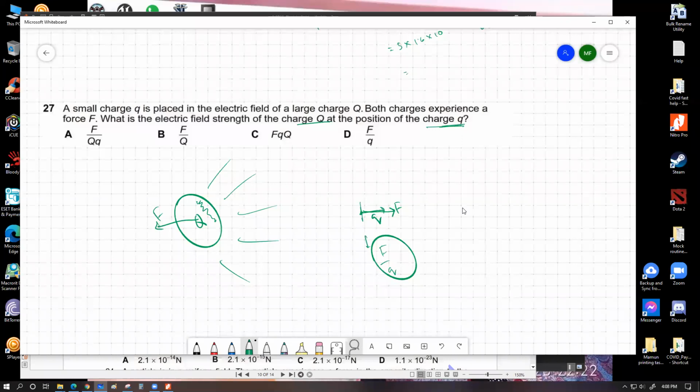Vice versa, let me help you to see it better. If the question asked, what is the electric field produced by small q at the position of capital Q? Then that field strength at this location would be F divided by capital Q. These two field strengths can have different values because q and Q have different values, but the force would be the same for both of them anyway. Now see if you understood. Yes, sir.